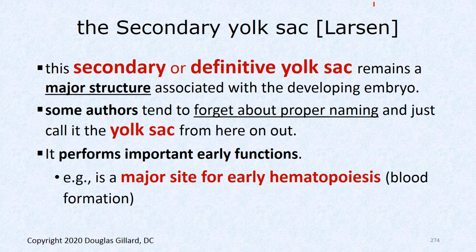Secondary yolk sac, or the definitive yolk sac, remains a major structure associated with the growing embryo. Some authors forget about the proper naming of it, and they don't call it a secondary yolk sac. They just call it the yolk sac from this point on, which is confusing for students to learn things if you're not consistent. And besides protective function and maybe a tiny bit of nourishment, it is a place for hematopoiesis later on in development. Not the first hematopoiesis we'll actually talk about today.